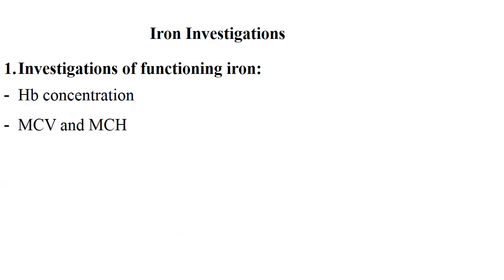The last point in the evaluation of iron is the evaluation of functional iron, which is mostly found in the form of hemoglobin. Therefore, this part of the iron is evaluated by measuring the concentration of hemoglobin and measuring the MCV and the MCH of the RBCs. Thus, we are now able to assess iron in its various forms in the human body.